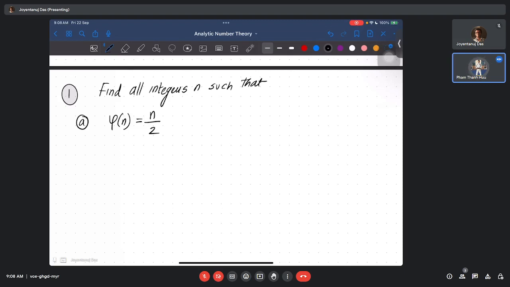Phi of an integer is not... Phi of n equals n over 2? Phi of n is the number of integers relatively prime to n, which is less than n. So we want the number of relatively prime integers to equal n over 2.